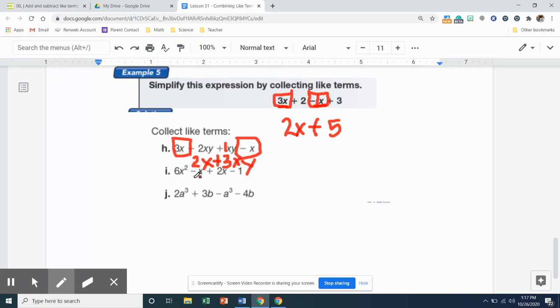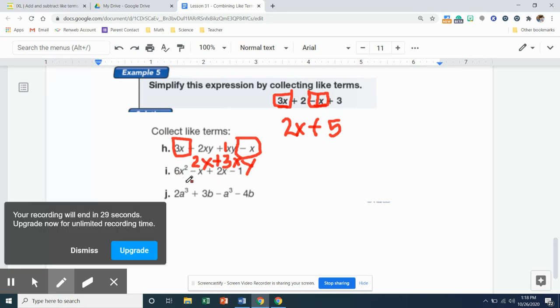The next one, we have a 6x squared. We have to see if anything is identical to x squared. That's just an x. It's not identical. This one doesn't even have a variable. So we just bring it down. 6x squared, negative 1x plus 2x. Negative 1x plus 2x is just 1x, and then minus 1 has nothing to combine with.